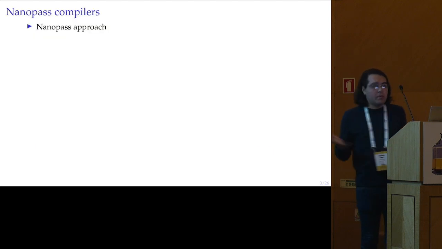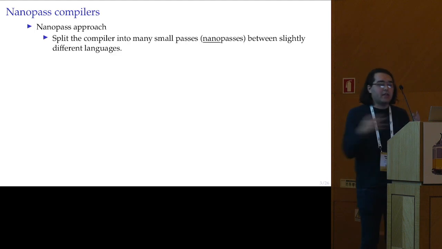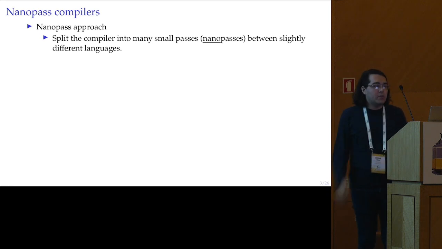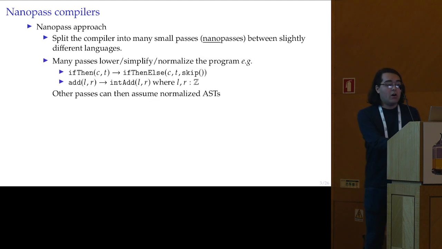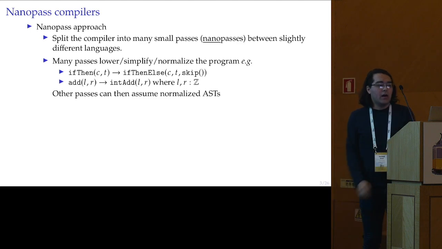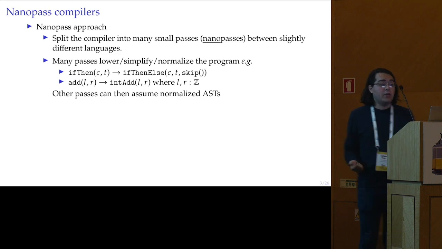So first I'll go over a bit more background about Nanopass compilers. In the Nanopass approach, as I said, you're splitting the compiler into these tiny passes, nanopasses in reference to their size, between slightly different languages, in that you might define a variant of a language. A lot of these passes, 80% of them roughly, are going to be things that are just lowering or simplifying or normalizing the program. Say you're working with an imperative language that has both if-then and if-then-else. You might want to normalize away the if-thens because you can just put an if-then-else with nothing as the else case. You also might want to normalize things like if you have polymorphic add production. You might want to change that to be integer addition once you know that the types are integers.